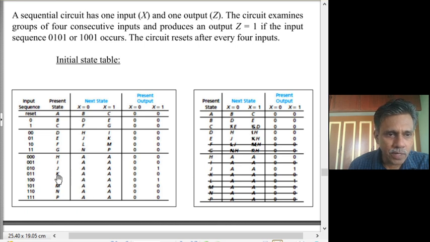Similarly, when we remove K, instead of K we will put H as we have done. Similarly, M and P are replaced by H. So M is replaced by H, N is replaced by H and then P is replaced by H. And all these rows are being struck off.